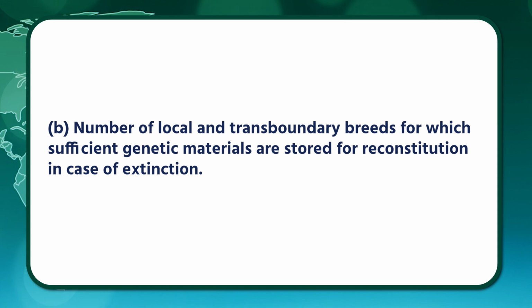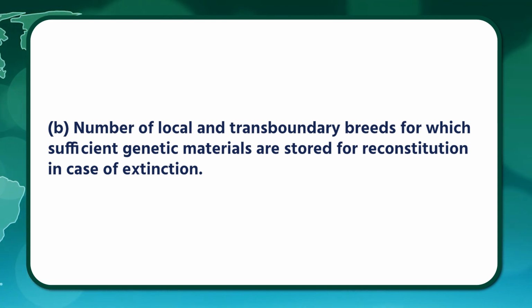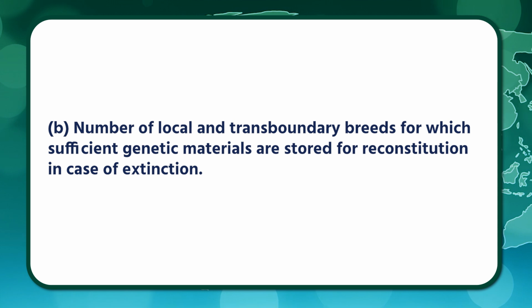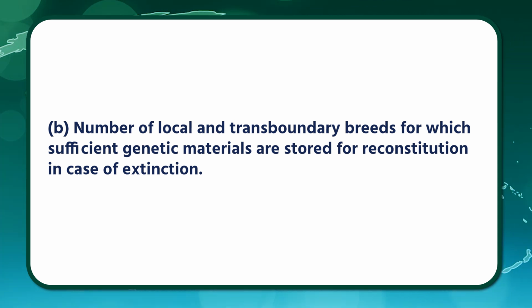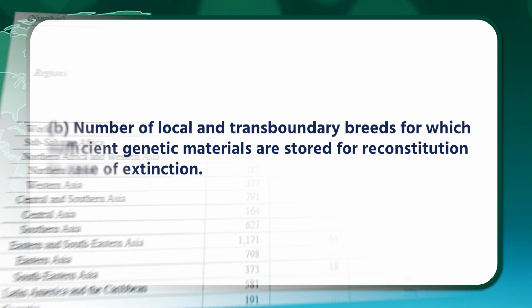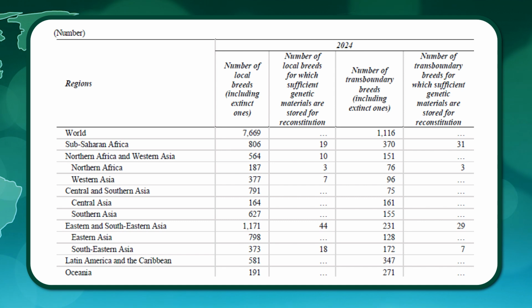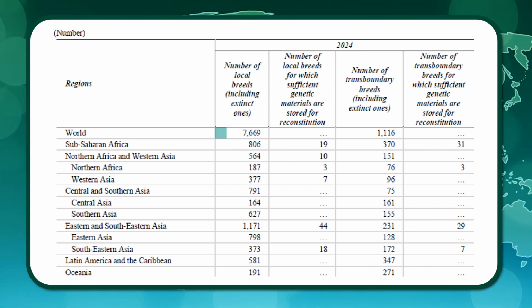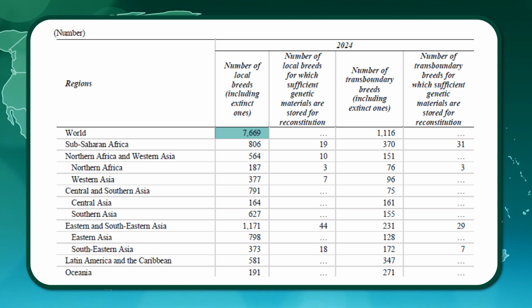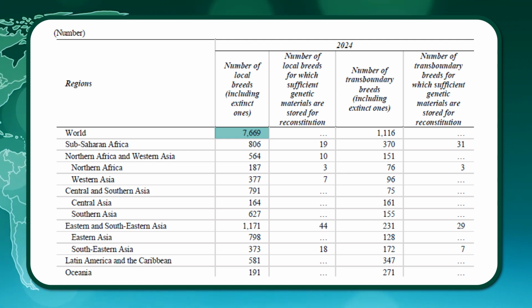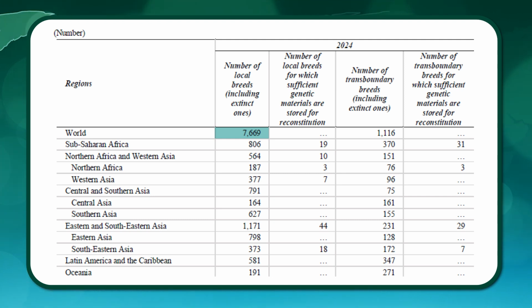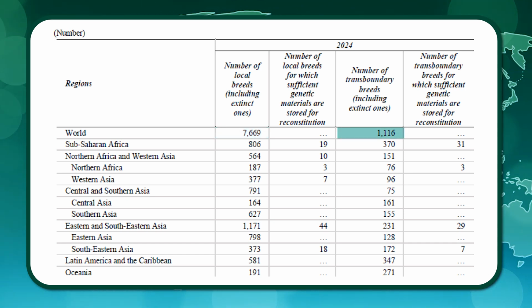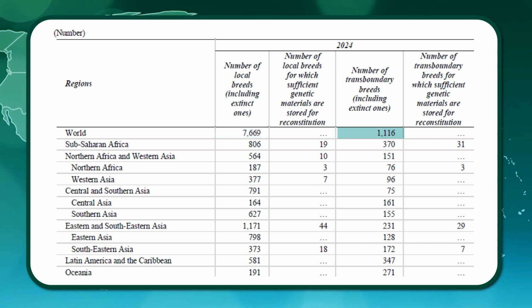Again, another indicator is the number of local and transboundary breeds for which sufficient genetic material is stored for reconstitution in case of extinction. Here we see in 2024 the total number of local breeds, including extinct ones, is 7,669, but the number of transboundary breeds, including extinct, is about 1,116. So documentation is going on in this direction.